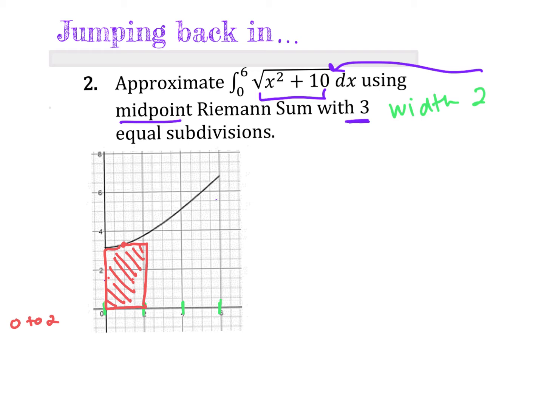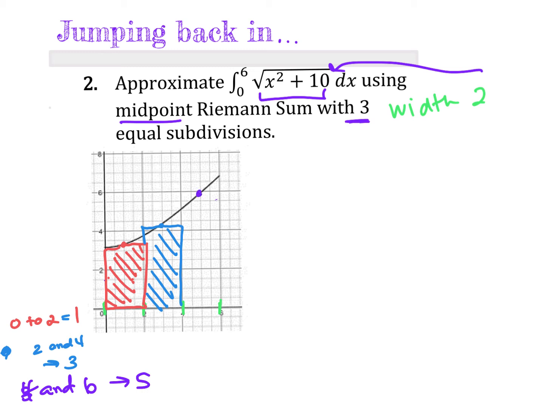That's going to be our first rectangle. Our second rectangle, we were looking at 1 before. We're going to be looking between not 0, but 2 and 4, which means we're going to be looking at 3. So our height is going to be wherever the function is when we're at 3. And I'm going to go ahead and draw my rectangle here. And then we should have one more rectangle. And that rectangle is going to come into place when we're halfway between 4 and 6, which means when the x value is 5. So there is our third rectangle.